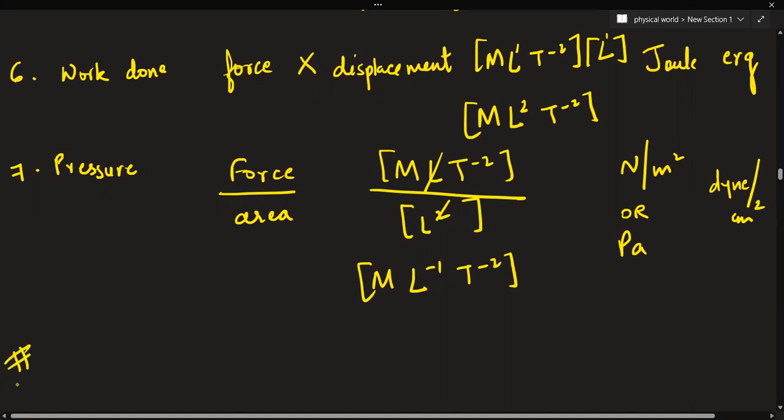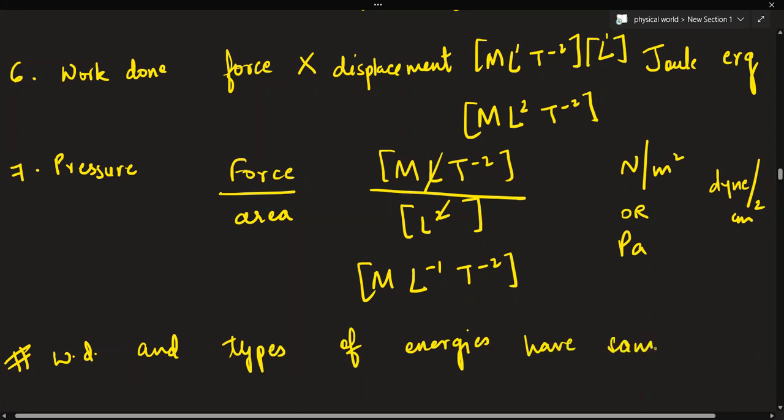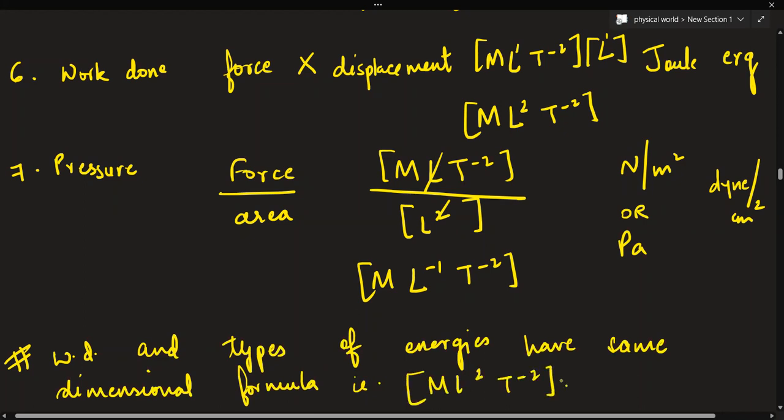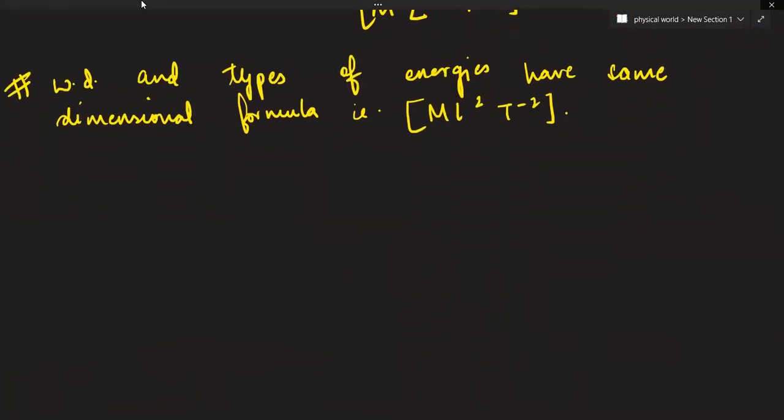So I just make a note point and write this as well. Work done and all types of energies have the same dimensional formula. So if you know one of them, you can know the other one. That is M L to the power 2 T to the power minus 2. Now let's do how questions come in your exam. Right, make this point as well.